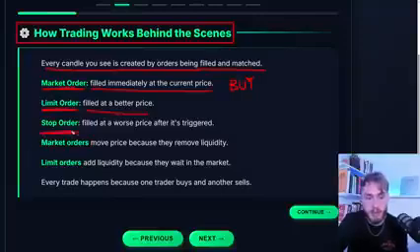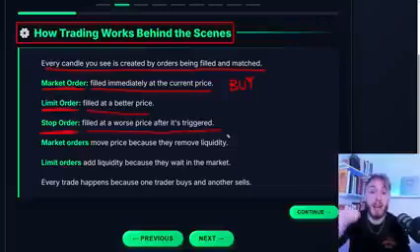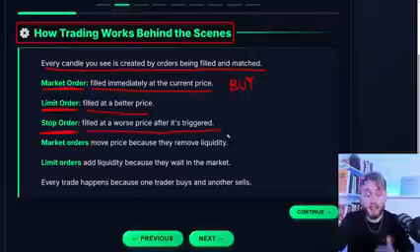The stop order is the opposite. This one is filled at a worse price after it gets triggered. For example, a stop sell order is triggered below the price, and this is worse because you always want to sell high. But as I said, this is a bit hard to understand without a visual, so I will show a visual very, very soon.